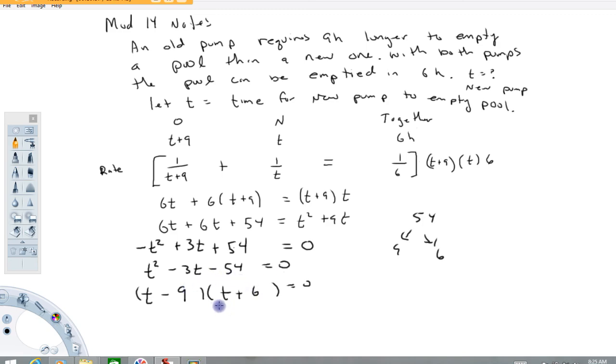Now, one possibility is that t plus 6 equals 0, in which case t would be -6. But t is a time. This thing is not going to work for us because generally speaking times will be positive. The other possibility is that t minus 9 equals 0, in which case t would equal 9 hours. So what we're looking at here is that t is the time for the new pump to empty the pool. It's looking like 9 hours. And then the old pump would be 9 hours longer than that, 18 hours.